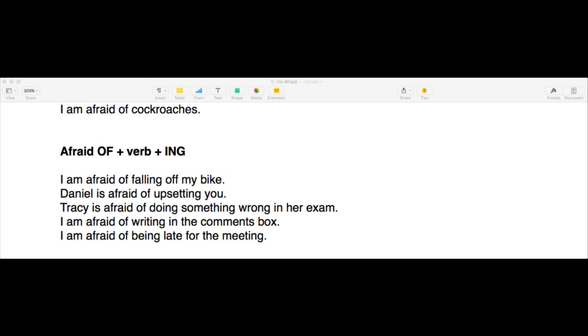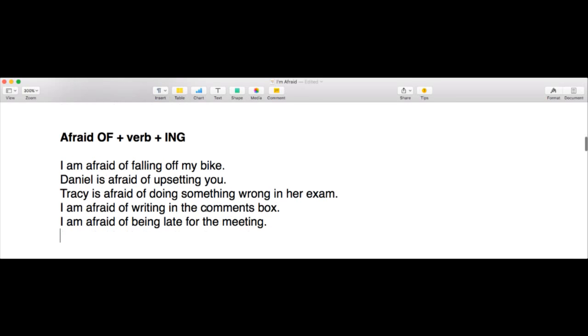Ahmed, I'm afraid of driving quick. That feels unusual. I don't think it's wrong necessarily, but it feels like you should put quickly. I'm afraid of driving quickly. That feels better. Okay, yeah. So I'm afraid of driving quickly, but this part, very good.